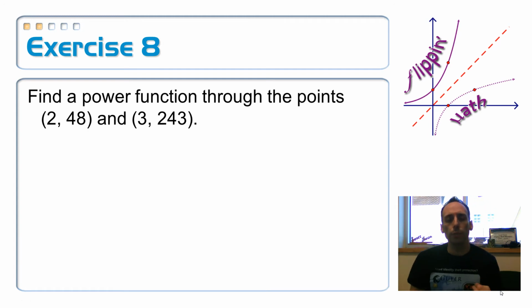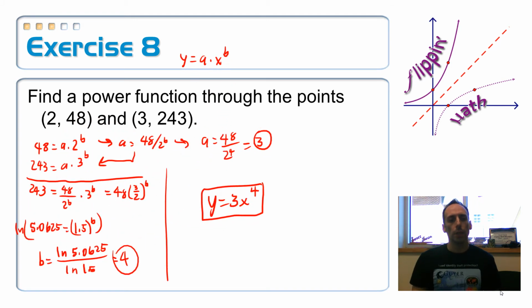So were you relieved when this one worked out to be something a lot simpler than the one we did together? Probably. So here's our answer. We get y equals 3 times x raised to the 4th.